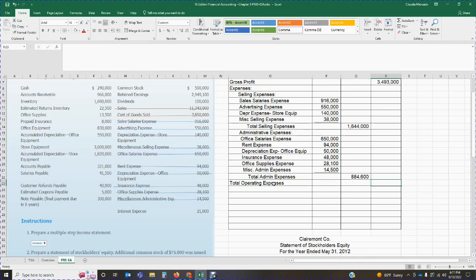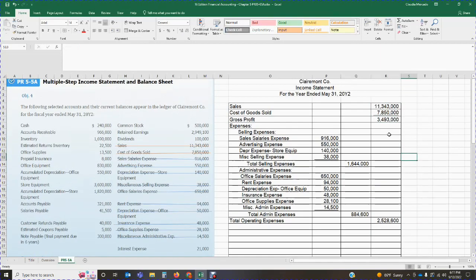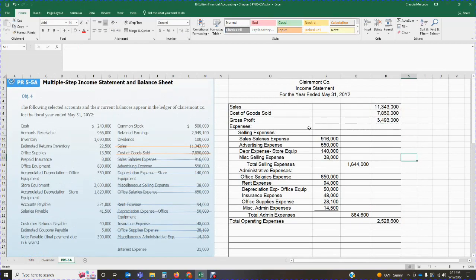This is how much we spend in the operations, both selling and admin. We're going to combine the $1,644,000 plus the $884,600. And I'm going to keep this consistent. In the real world, we don't use negative numbers. We use positive numbers. So sales minus cost of goods sold gives me my gross profit. And then we have all of our expenses. All of our expenses equal $2,528,600.